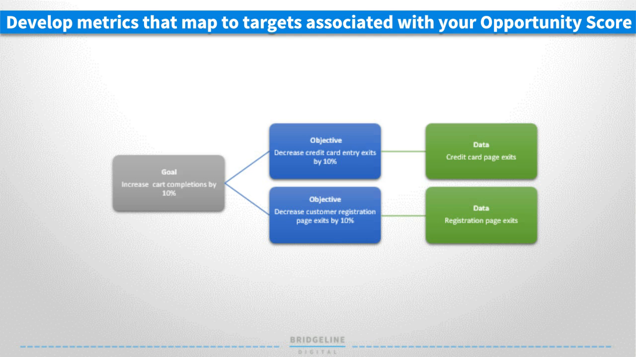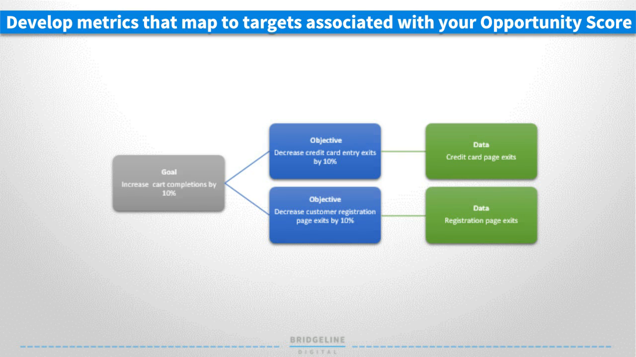And that's why I want to refer back to the opportunity score that Bridgeline introduced earlier in the deck. I really like this framework. The reason is because it gives you an opportunity to construct meaningful metrics based on understanding the trouble spots in the shopping cart that you may be trying to solve. So if you take a look at the slide here, you'll see that we have a goal of trying to increase our cart completion by 10%.